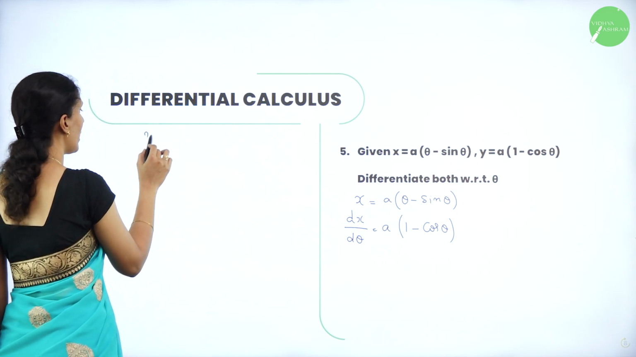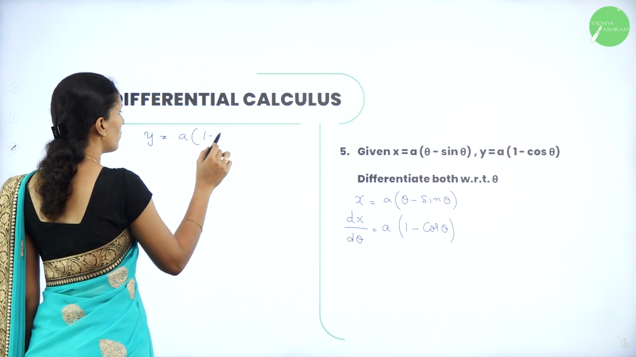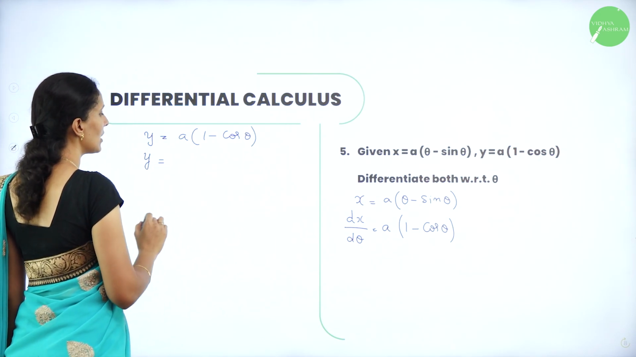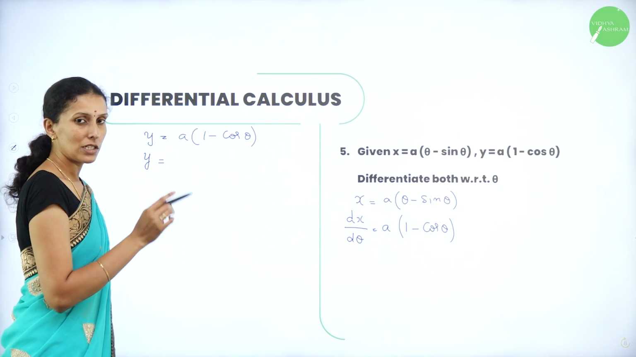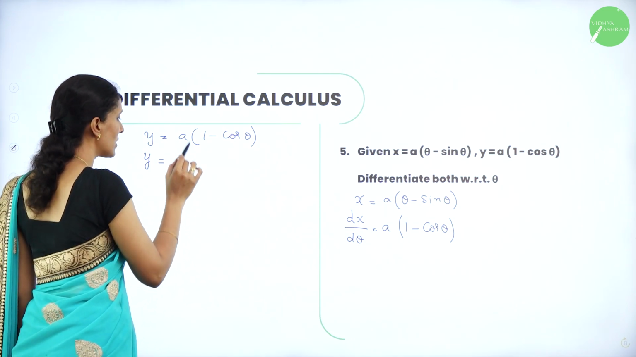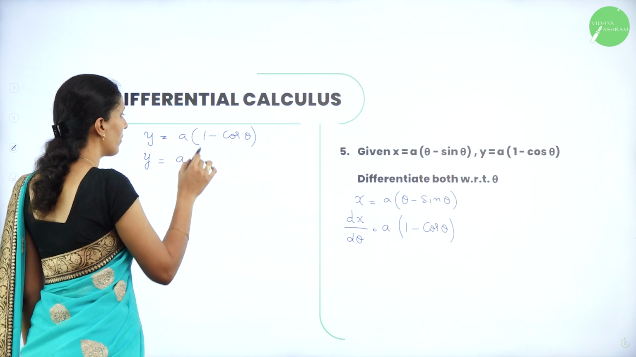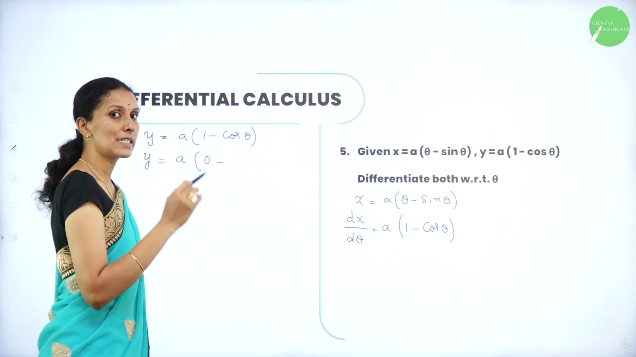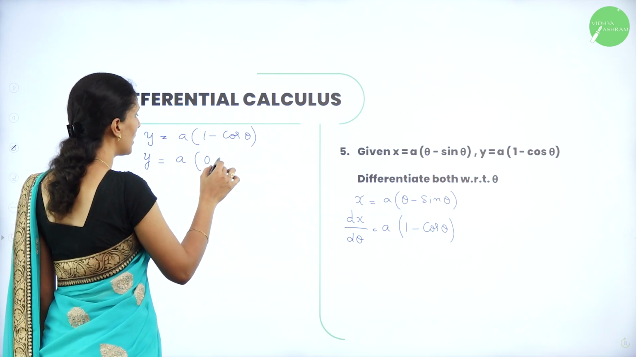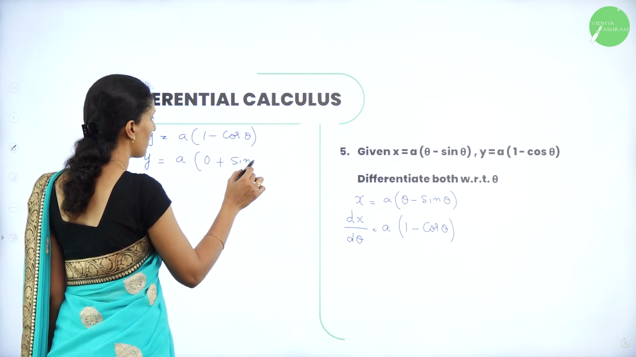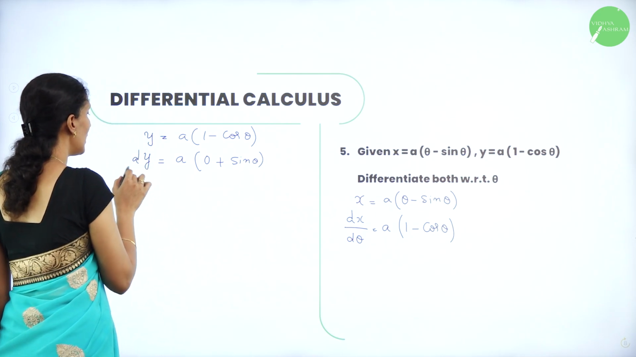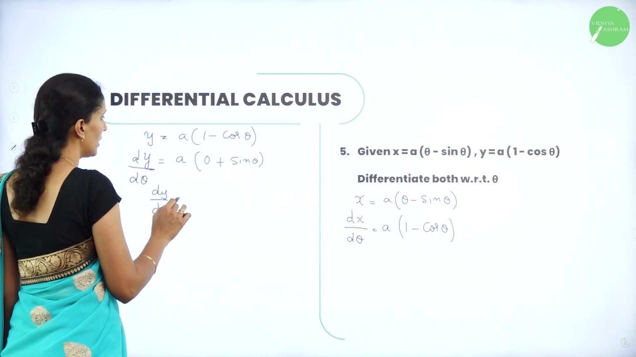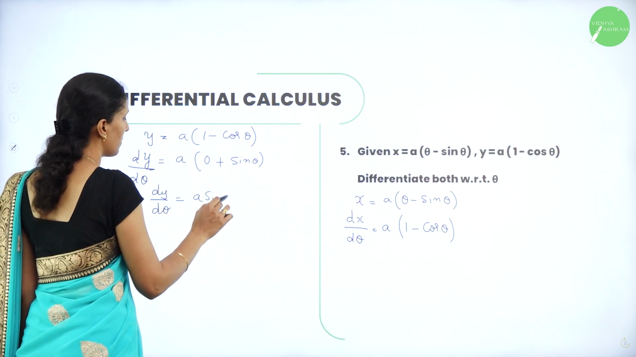Now let us take y. Y is equal to a into 1 minus cos theta. Differentiation of 1 minus cos theta into a we have. A is a constant, you can keep outside. Differentiation of 1 is 0 and differentiation of cos theta is minus sin theta. So when you multiply minus, it is plus sin theta. So therefore dy by d theta is a sin theta.